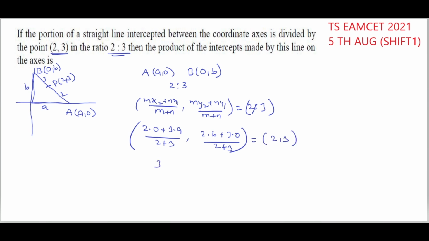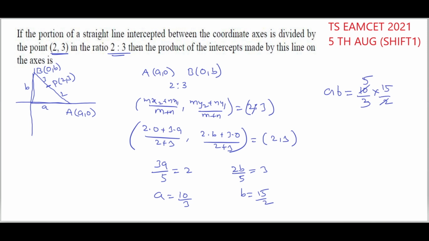So we get 3a by 5, equating x coordinates, that is 2. From this a is equal to 10 by 3. Similarly 2b by 5, equating y coordinates, this is 3, so b is equal to 15 by 2. Now we find the product of intercepts ab. ab is 10 by 3 into 15 by 2. Here 2 cancels, 3 cancels 5 times, that is 5 into 5, 25. Therefore the product of the intercepts is 25.